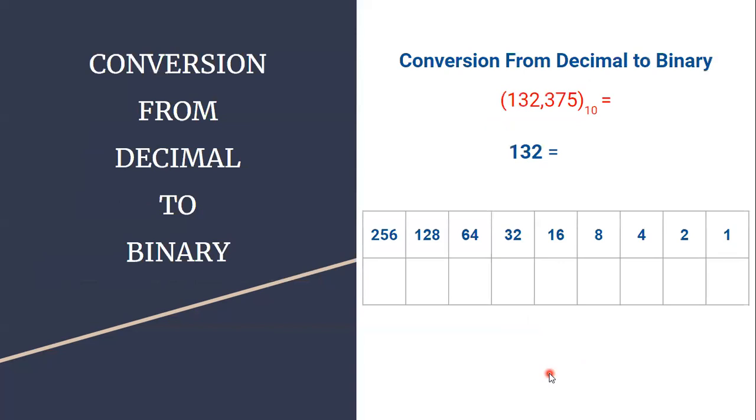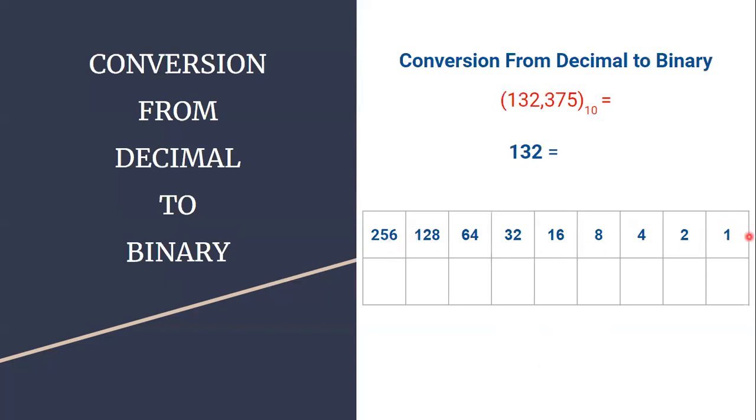Let's go now to a conversion from decimal to binary. The binary numbers are numbers that are represented by 0 and 1. They are used in the computer's language. So I'm going to convert the number 132 point or comma 375, which is a decimal number, to a binary number. First of all, I get 132, that is the integer part of this decimal number.